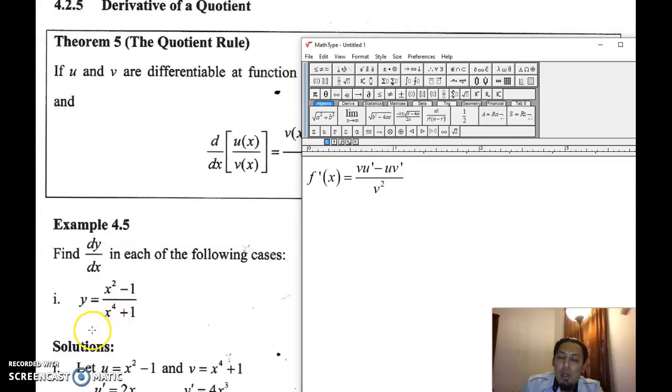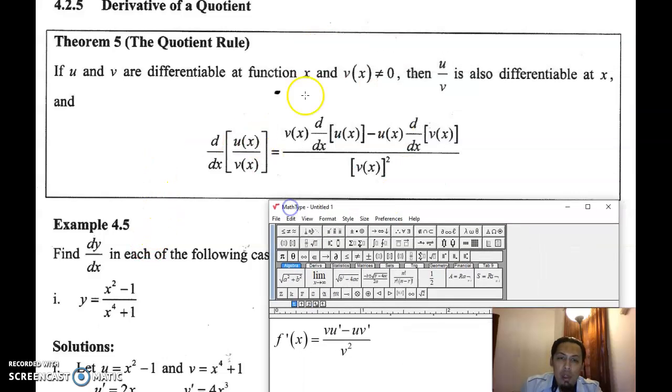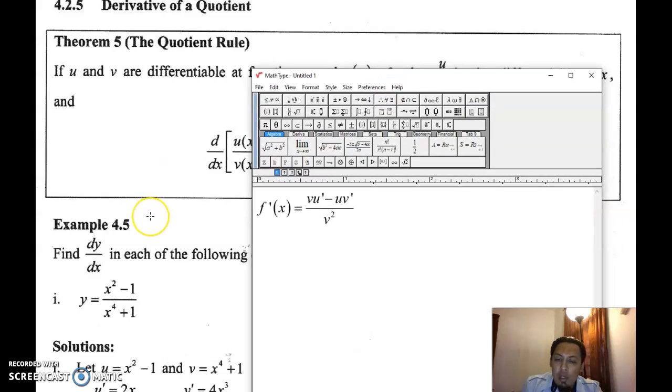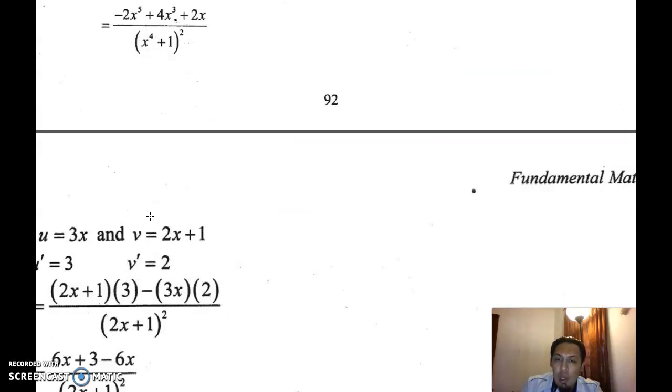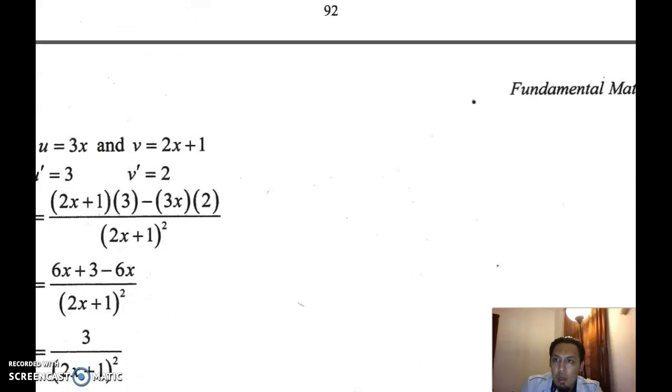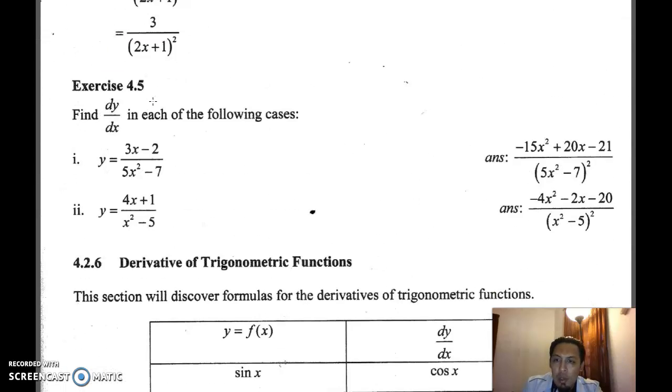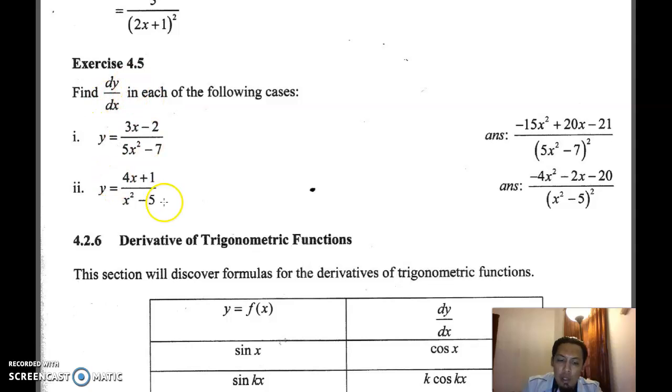Basically, when you encounter a question like this, you are going to need to do the same thing as the product rule before, which is define u and v and find the derivative of u and v. After that, you are going to arrange it, put it in this formula and solve it. So let's try to look at an exercise.